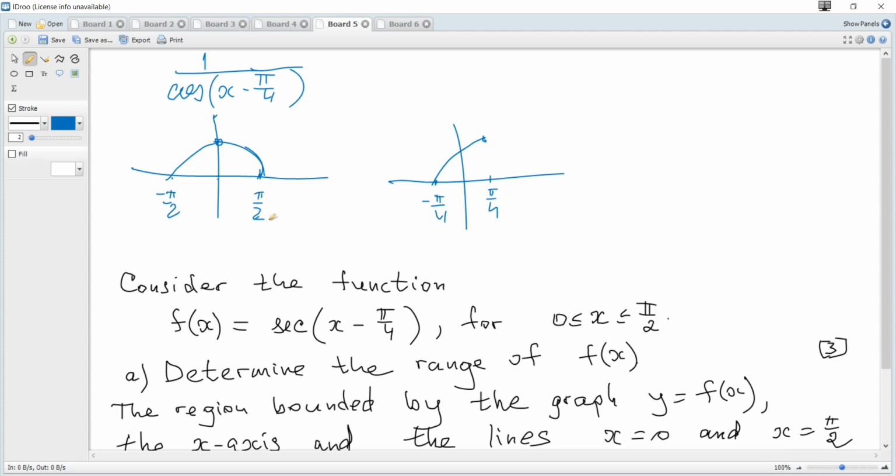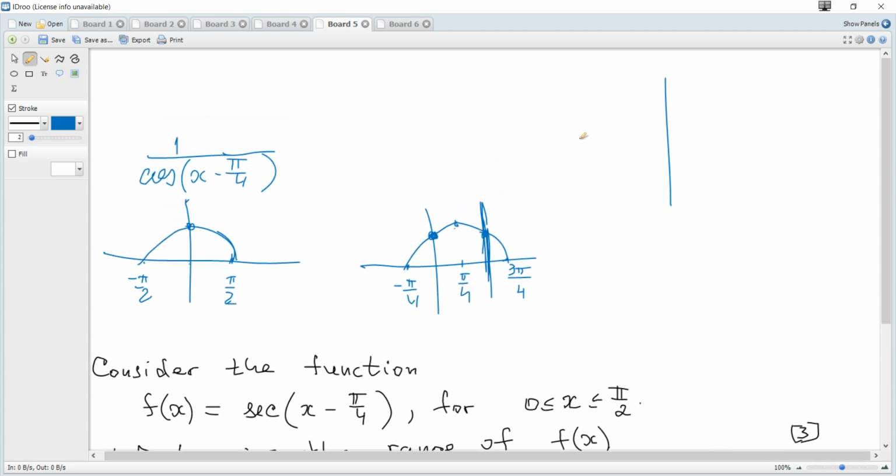And π/2 becomes 2π/4, 3π/4, and 0. And we need the interval from 0 to π/2. And hence 1 over cosine becomes this point.